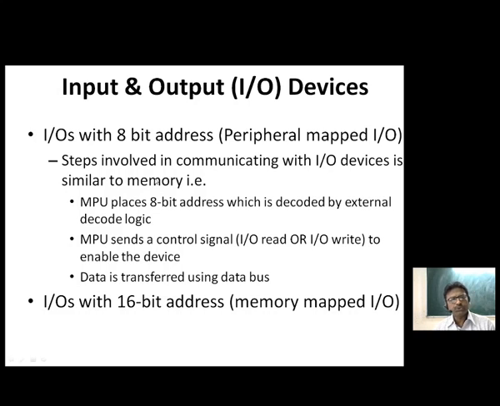If it is using an 8-bit address, 2 to the power 8 means 256 different input output devices can be addressed. For an 8085 system, 256 input output devices are more than sufficient, because there are not going to be more than 256 devices connected with the 8085 microprocessor. That's why we are using 8-bit addresses.